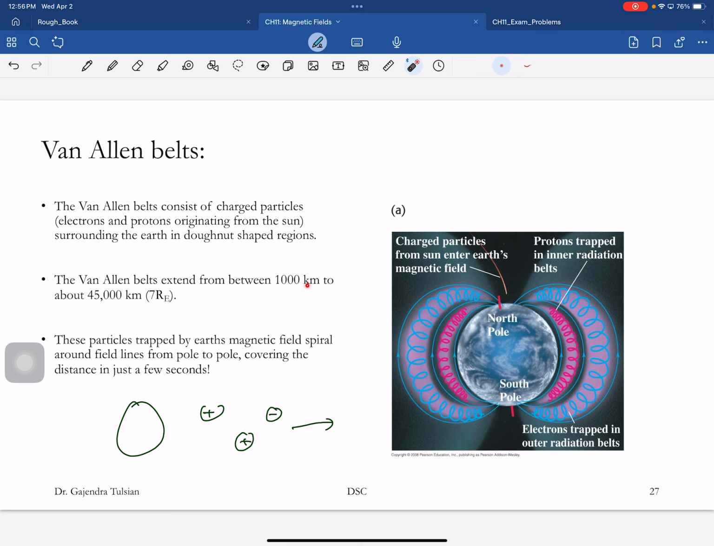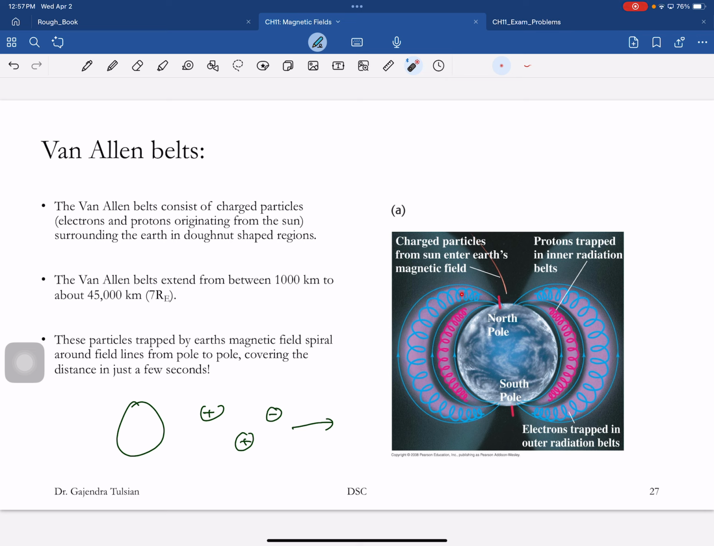And they go between 1,000 kilometers to 45,000 kilometers. The radius of the Earth is 6,000 kilometers, so 45,000 kilometers is 7 times as far. The Van Allen belts extend up to here on that scale, to the edge of this thing. So the Earth is surrounded by donut-shaped shells of this plasma, and the bottle is holding that plasma.